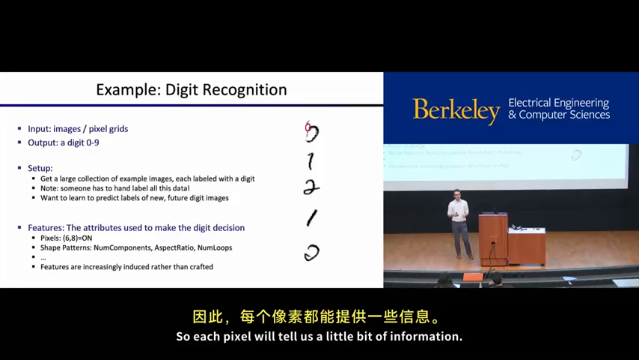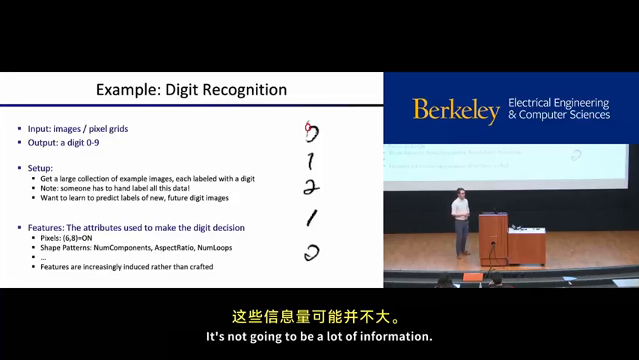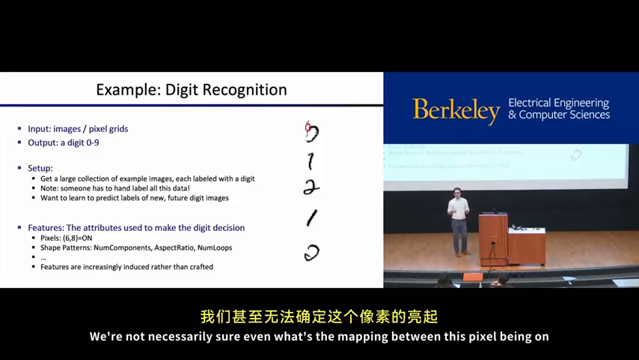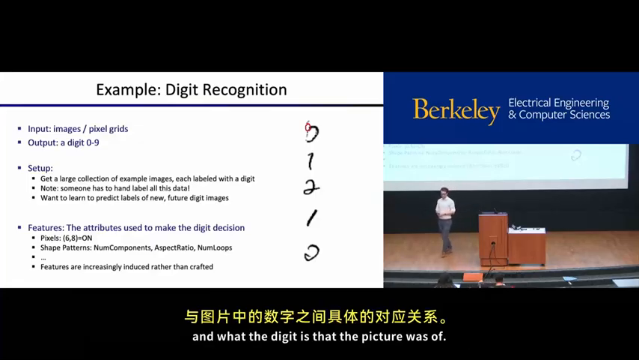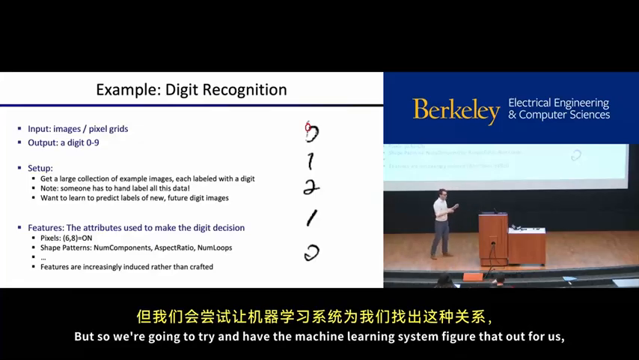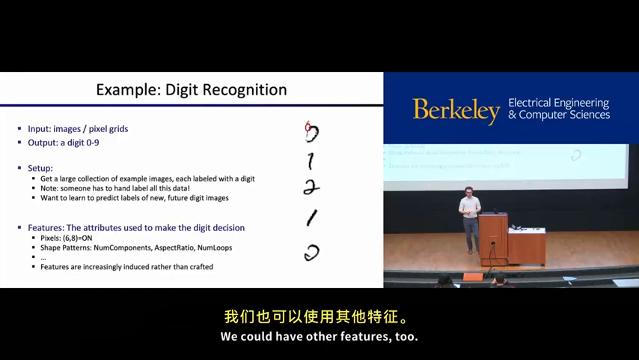So each pixel will tell us a little bit of information. It's not going to be a lot of information. We're not necessarily sure even what the mapping is between this pixel being on and what the digit is that the picture was of. But we're going to try and have the machine learning system figure that out for us. We could have other features too.